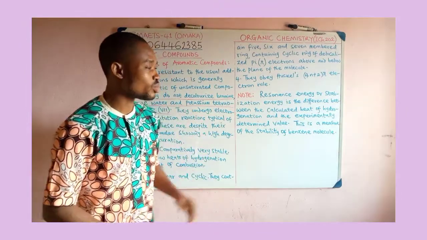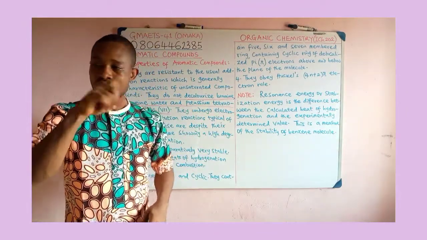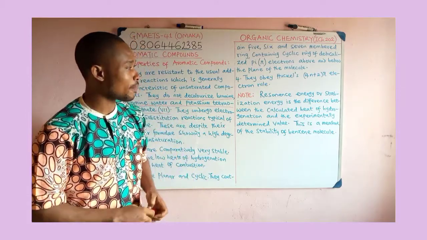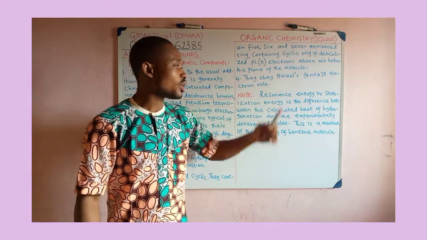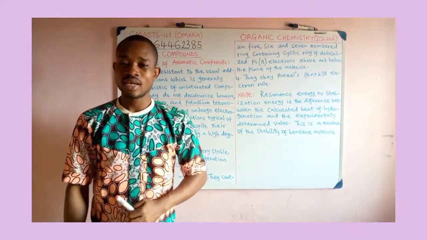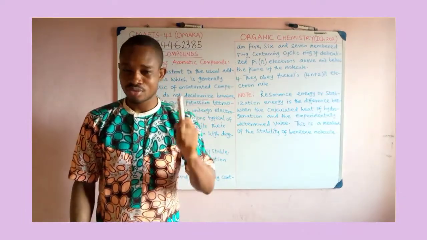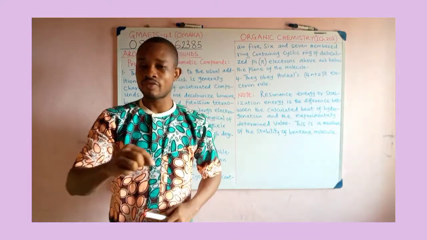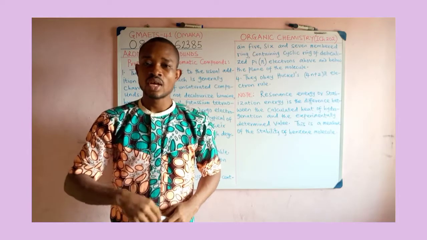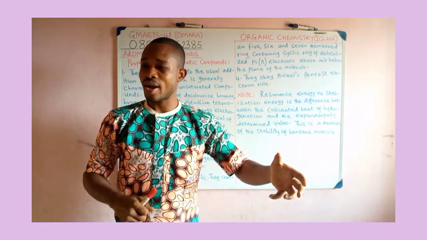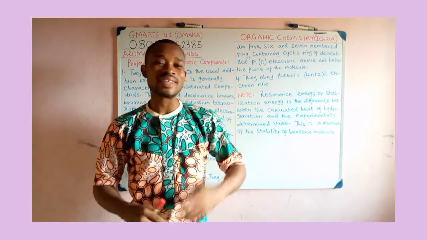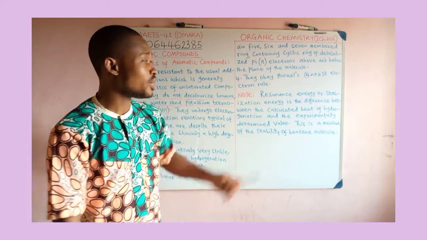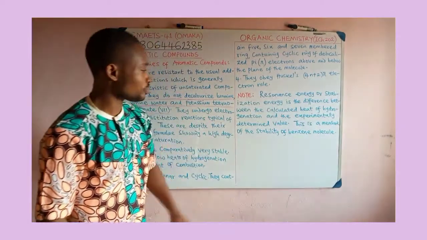Property number 3, they are planar and cyclic. We explained that already. Is that okay? All aromatic compounds are cyclic in nature and the carbon atoms lie in the same plane. Number 4, they obey Huckel's 4n plus 2 pi electron rule. We've already done that in the previous video where we calculated the number of electrons using this rule, and then we counted as well the number of pi electrons, then compared both to know whether the compound is aromatic or not. All aromatic compounds obey Huckel's rule.